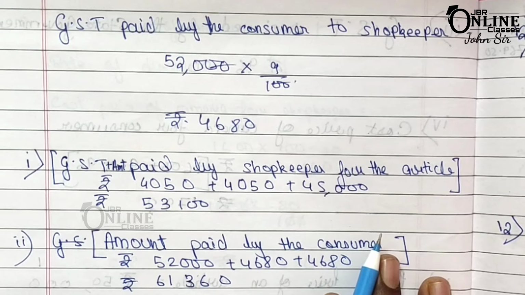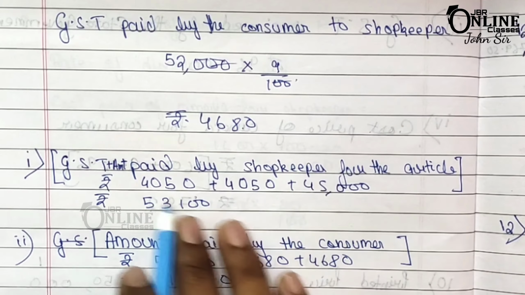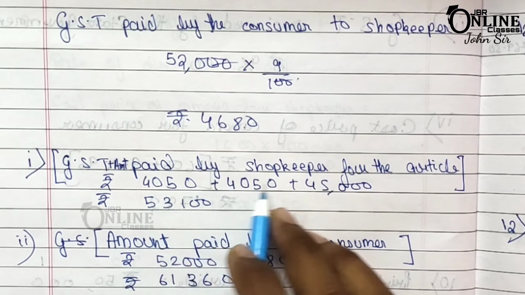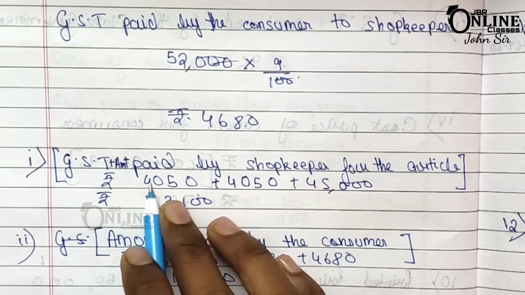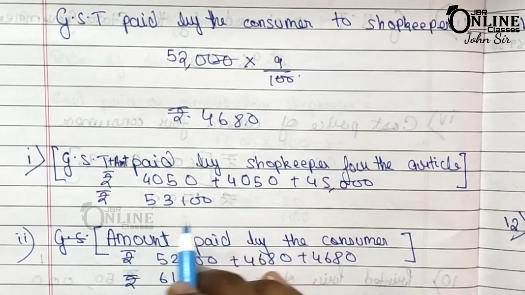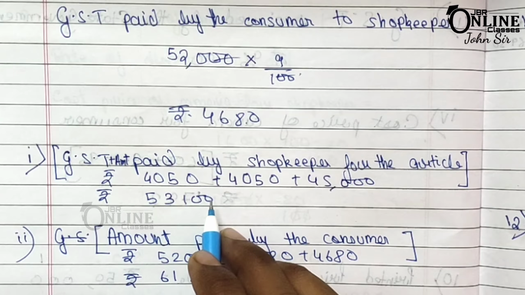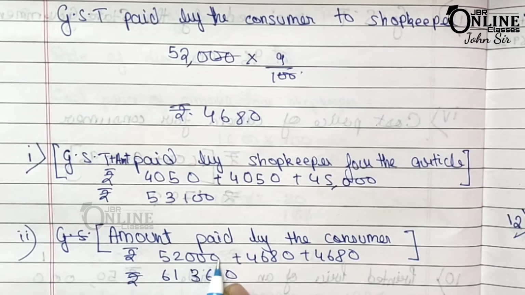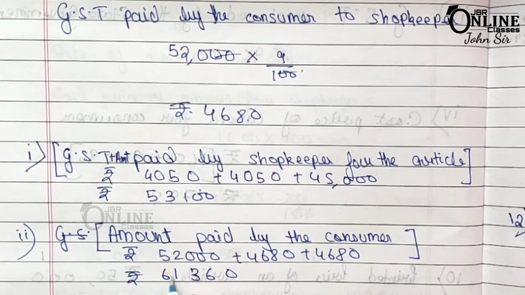Here the first problem: the amount inclusive of tax which the shopkeeper pays for the article. That is the amount paid by the shopkeeper plus the GST, that means input CGST and input SGST, 4050 plus 4050 plus 45,000, which equals 53,100. Now next, the amount paid by the consumer for the article. Here the selling price is 52,000 with output CGST and output SGST added.